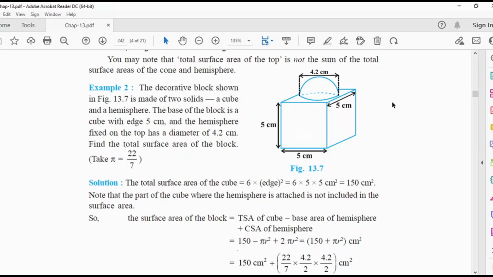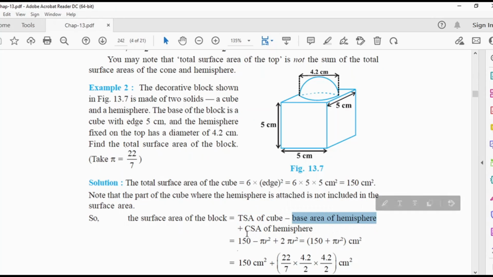So first you want to observe the figure carefully and make some relation between the areas and what will be the total surface area of the 3D figure. By observing carefully, you will get the total surface area of the given figure will be total surface area of the cube minus base area of the hemisphere.